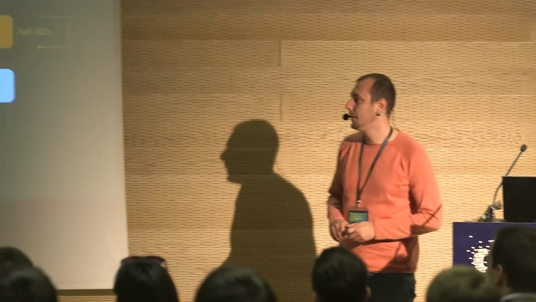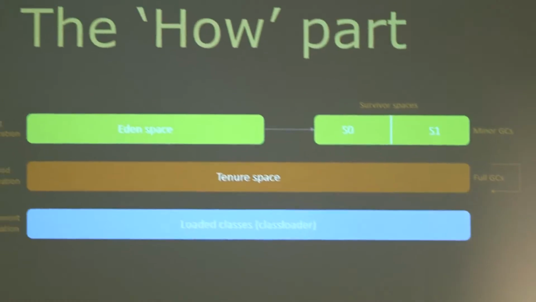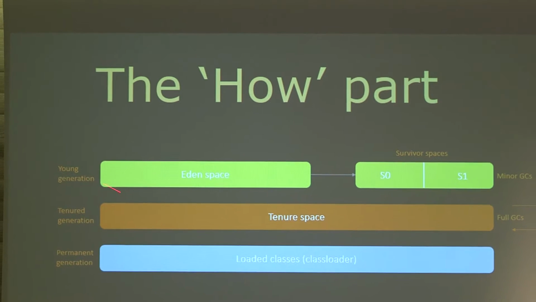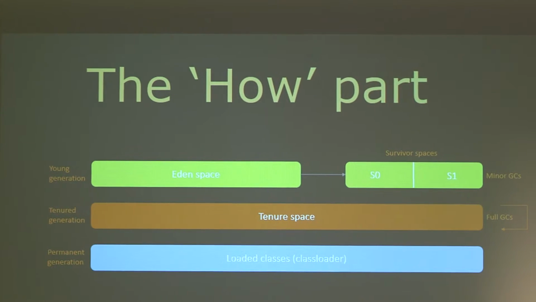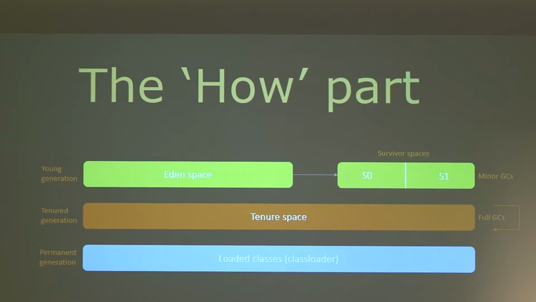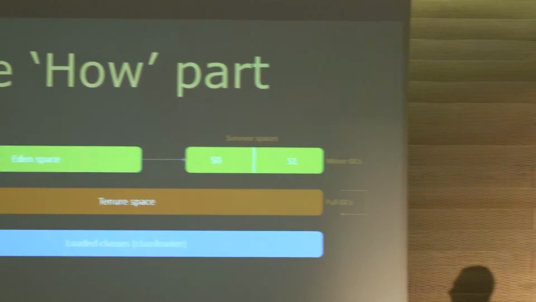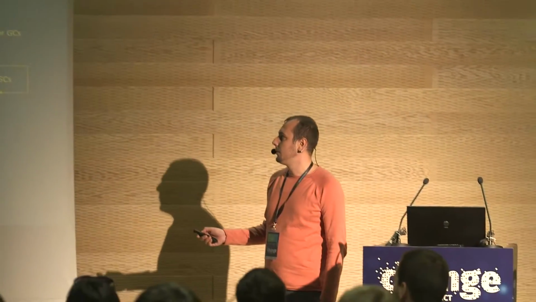Before we can go further, we need to understand how Java handles memory internally and how garbage collection is actually working. Java divides memory into several generations, namely the young generation, tenured generation, and permanent generation. Young generation is divided into Eden space and two survivor spaces. At each point in time, only one of the survivor spaces is active. Objects are initially created in the Eden space, and this is their entry point into our application.